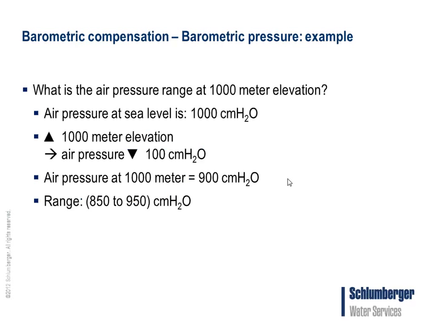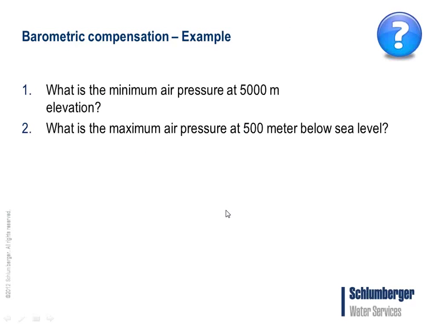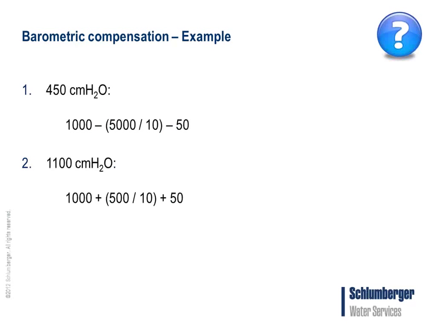So then it ranges between 850 and 950 centimeters roughly. And if you go up to even higher altitudes, let's say 5,000 meters, or even go below sea level, let's say 500 centimeters, then the air pressure ranges get different. So if you go up 5,000 meters, then the minimum pressure that you can have is 450 centimeters, and the maximum pressure will be around 1,100 centimeters of water.